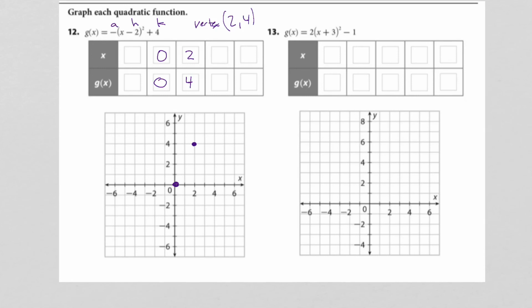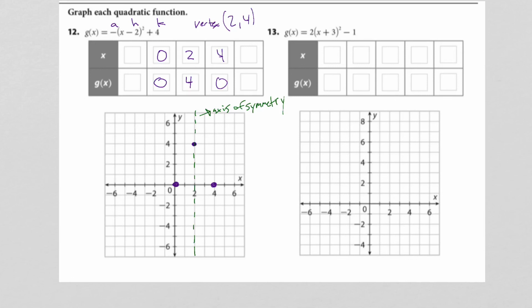So there's that point. And this vertex has an axis of symmetry along x is equal to h, right? This here is the axis of symmetry. I know if this is 0, when I get to 4, that's going to be 0. Why? Because they're symmetrical.